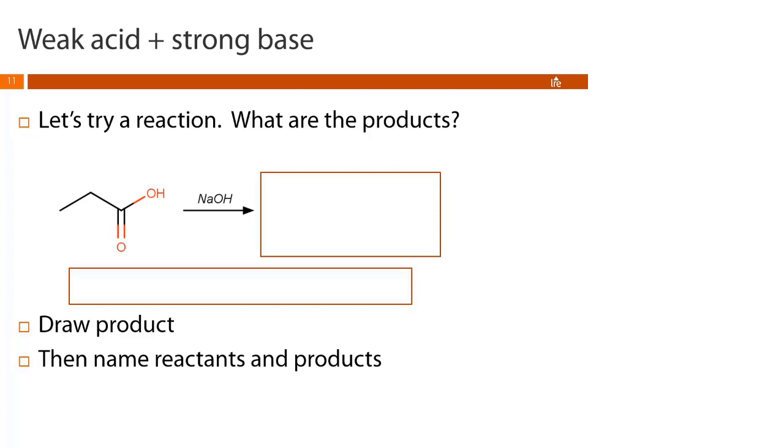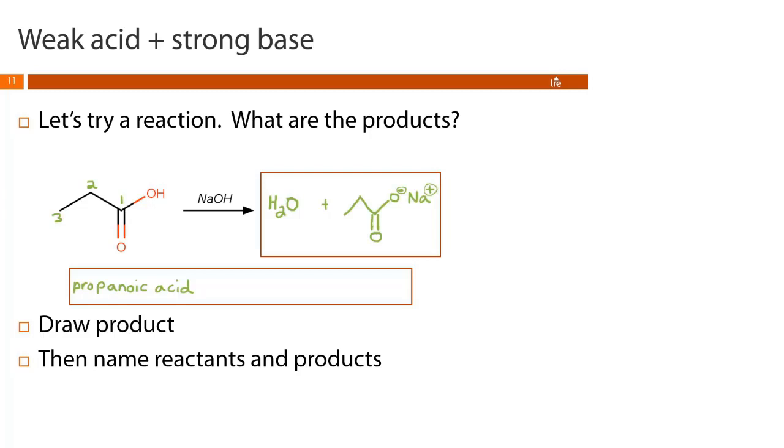So we started with a 3-carbon carboxylic acid, so that would be propanoic acid. And this reaction is going to work exactly like the previous reaction where we have a strong acid and a strong base. It's going to be a double replacement reaction, and you're just going to swap the anions. So we end up with HOH, or water, and a salt. Okay, so how do we name our salt?